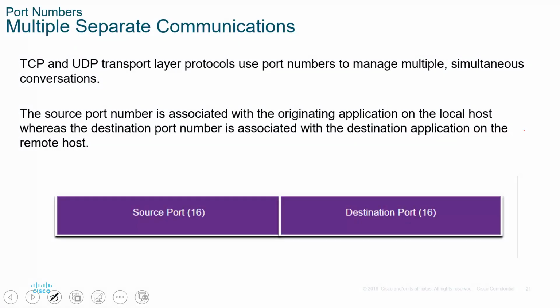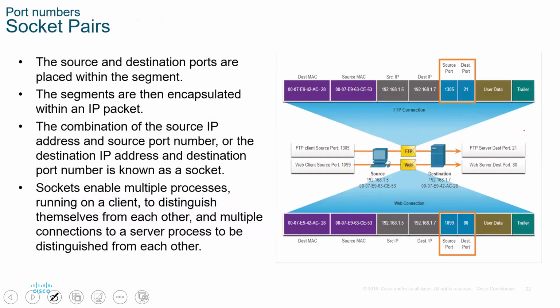So now let's look at the concept of port number, because in each of these headers we're talking about port numbers, source and destination port numbers. TCP and UDP at the transport layer use port numbers to manage multiple sessions or simultaneous conversations. Okay. So the source port number is associated with the originating application on the local host, whereas the destination port number is associated with the destination application on the remote host. So how do you now know about what they call a socket?